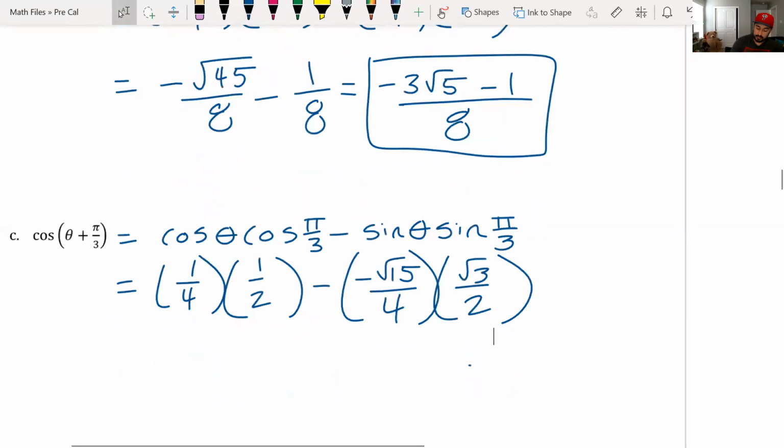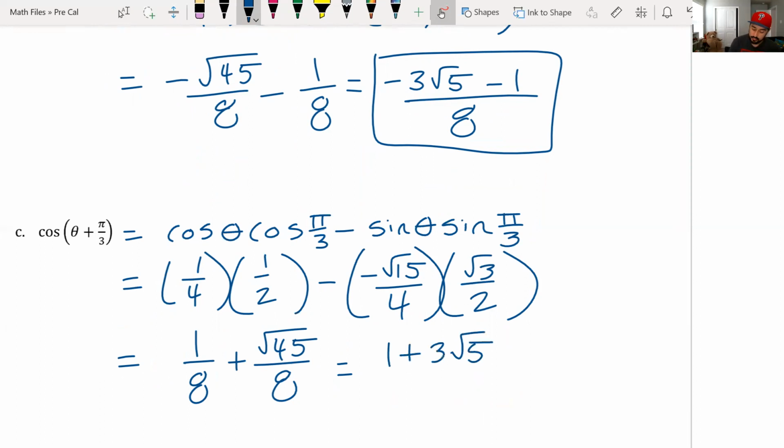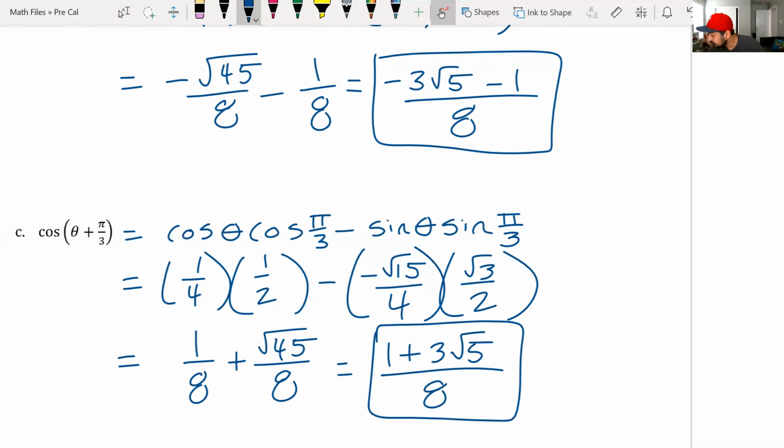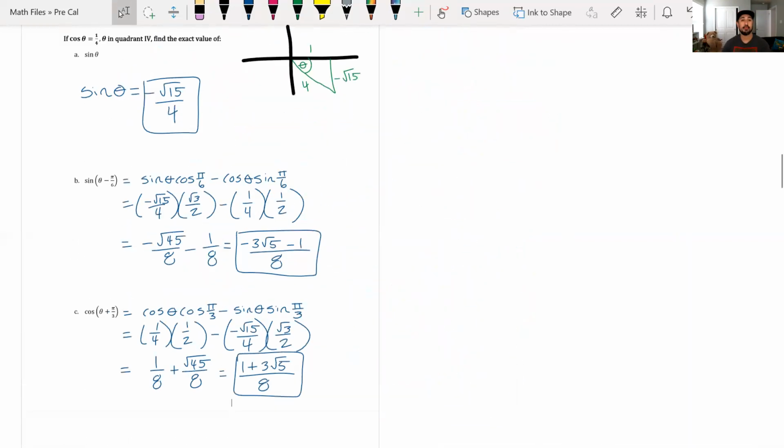All right, once again, cleanup. You get 1/8 plus square root 45 over 8. Put it together. Remember, square root of 45 breaks down. This becomes 1 plus 3 square root 5 over 8. There you go. That's it for that one.